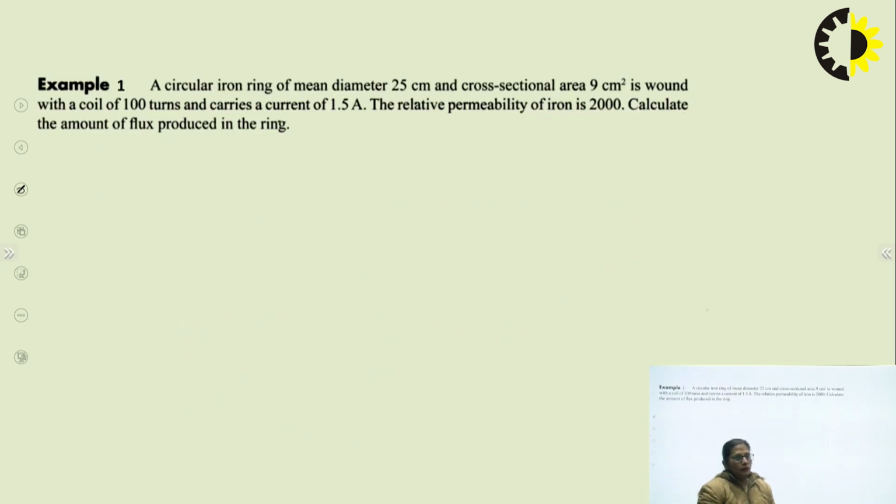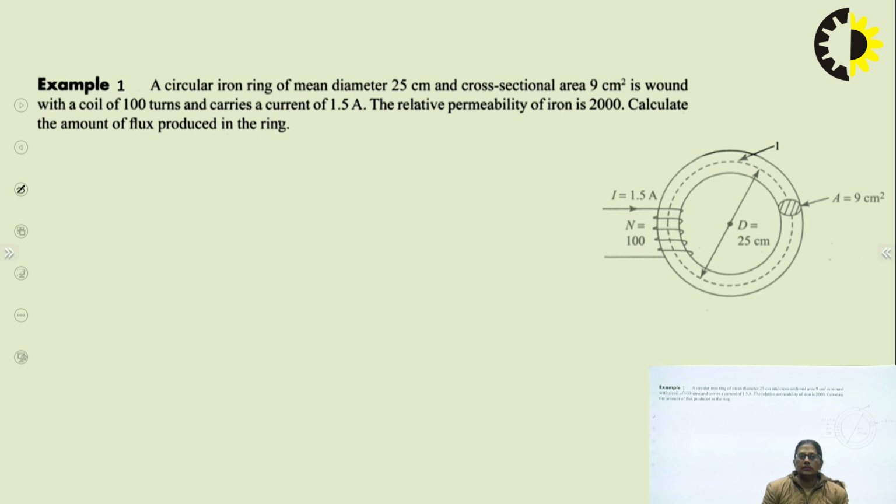Taking an example for a circular ring: an iron ring of mean diameter 25 centimeter and a cross-section area 9 centimeter square is wound with a coil of 100 turns and carries a current of 1.5 amperes. The relative permeability of the iron is 2000. Calculate the amount of flux produced in the ring. How much is the flux produced in the ring? Right? Everything which has been given is also shown in the figure.